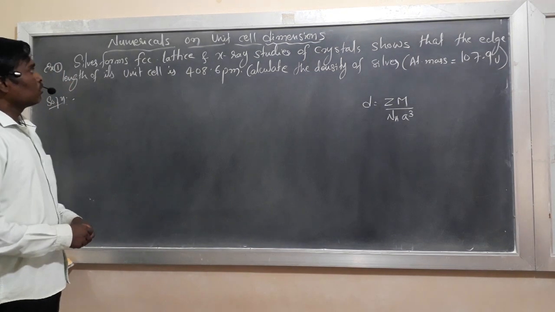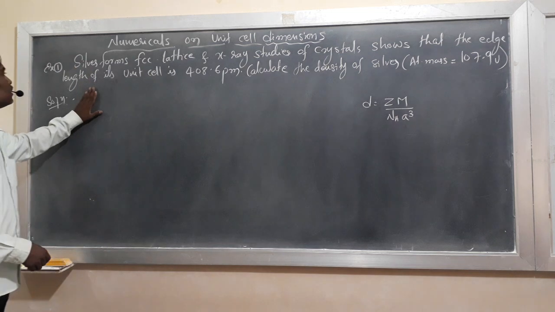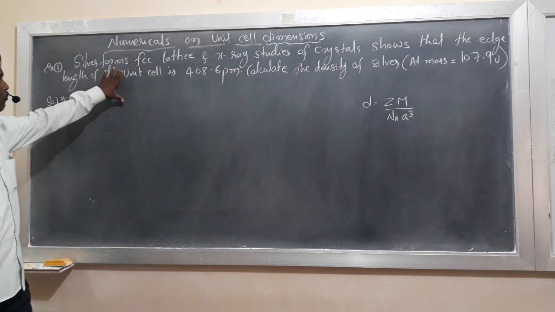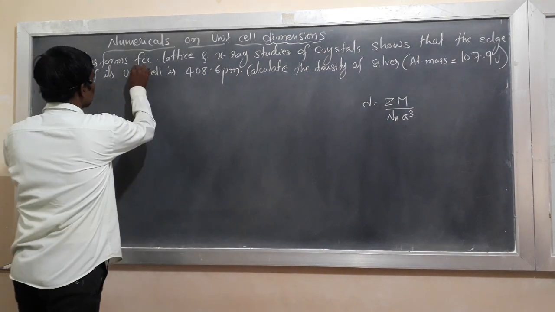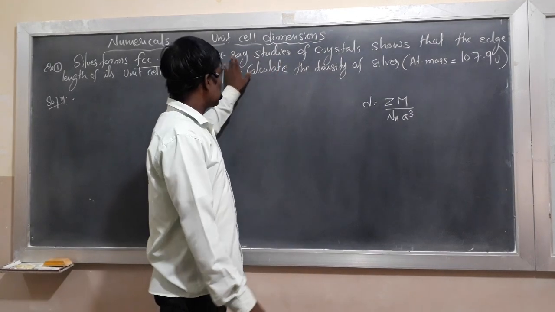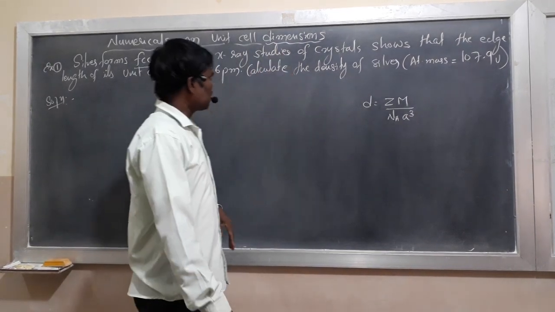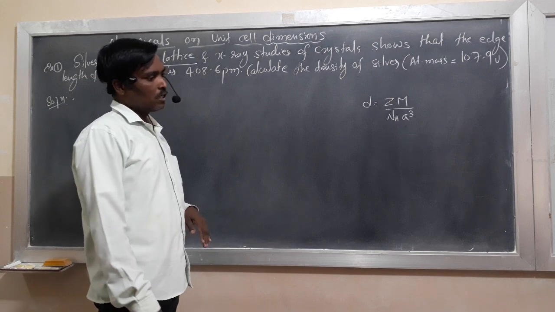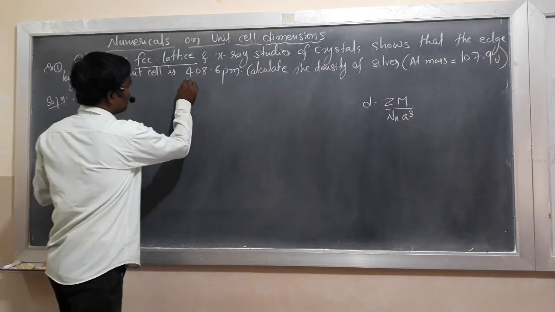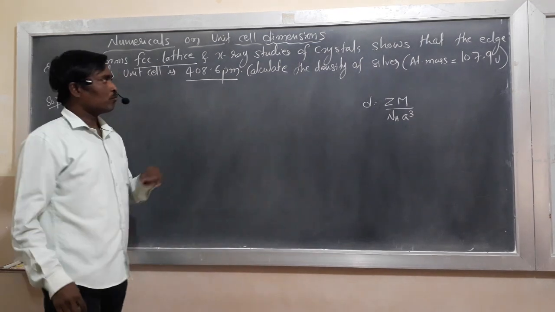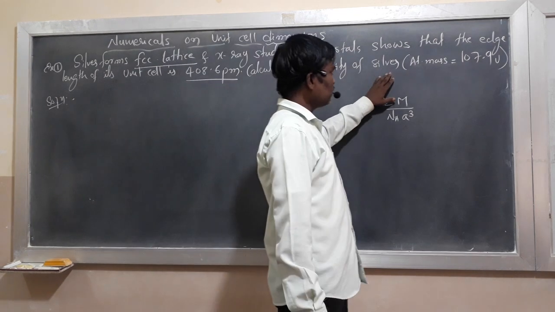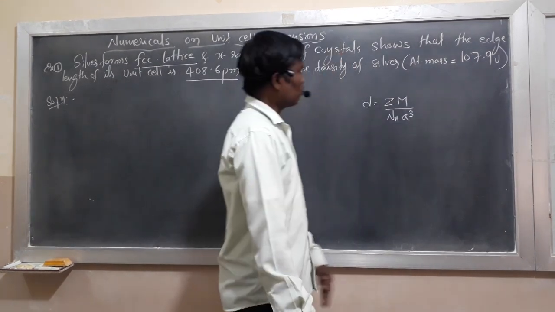Okay. Now, in the first example, let me read that. Silver forms an FCC lattice, and X-ray diffraction studies of the crystals show that the edge length of that unit cell is 408.6 picometers. Then what is the density of that silver, if the atomic mass is equal to 107.9?